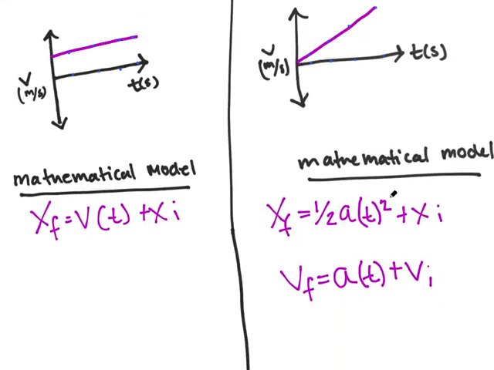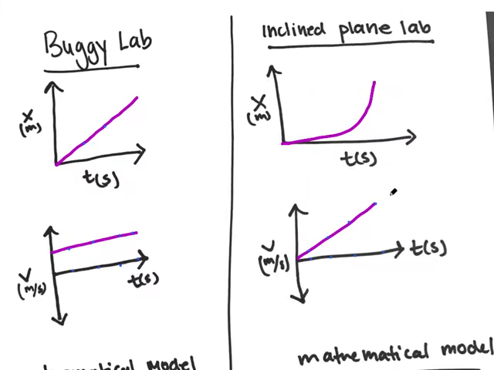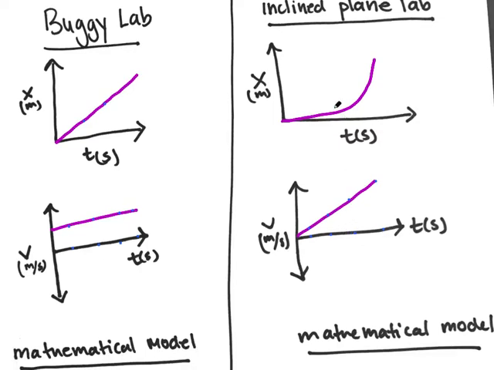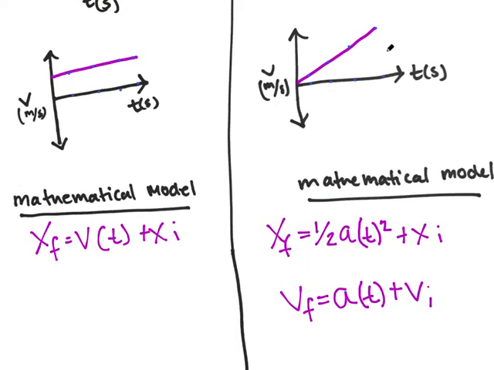All right, the mathematical models for these graphs were just a little bit different. We were able to follow y equals mx plus b for any linear graph, which is this one here, our position time graph on our buggy lab, and our velocity time graph on our inclined plane lab, because they're both linear. But when we were doing the mathematical model for our position time graph on our inclined plane lab, it was a little bit different because we have a curved graph here. So we couldn't use exactly y equals mx plus b. We had to tweak it a little.